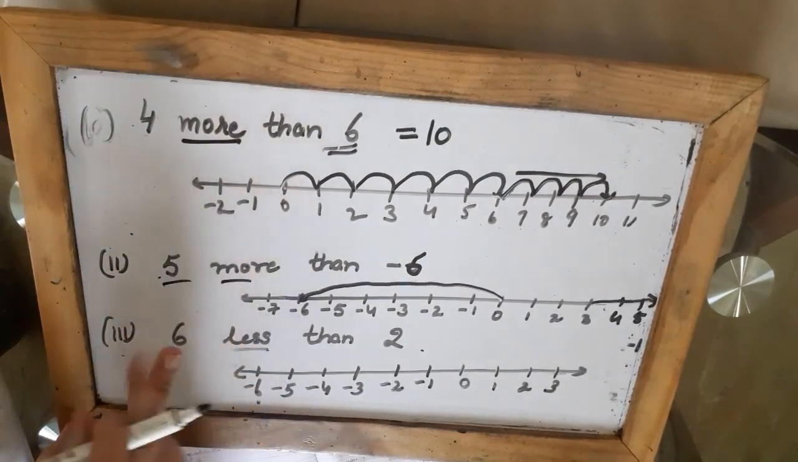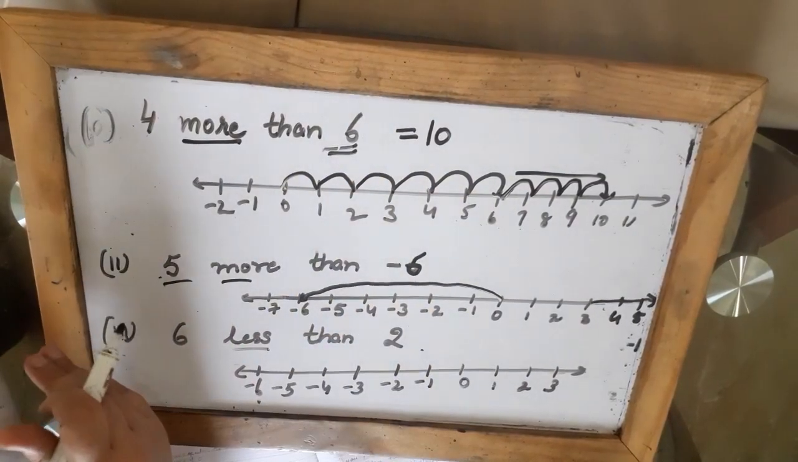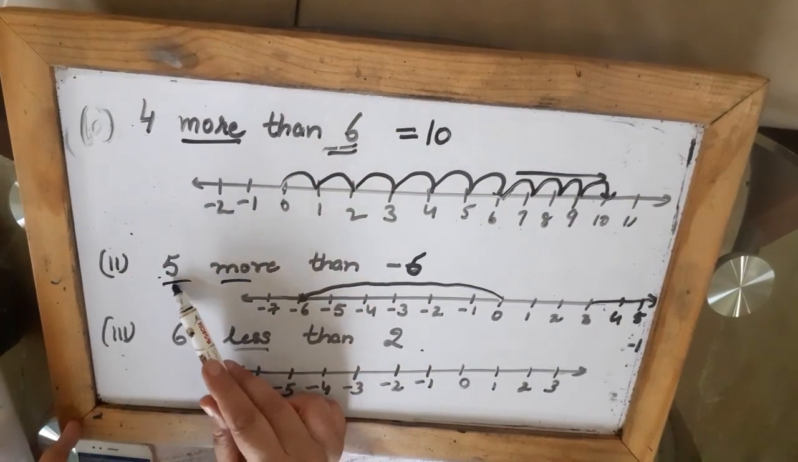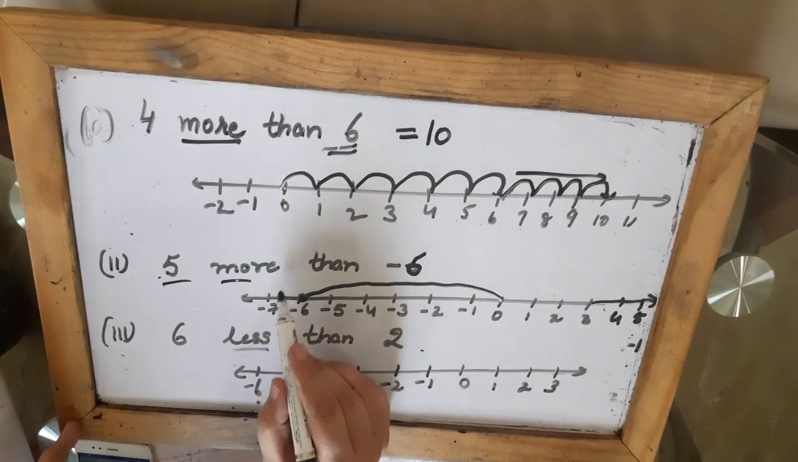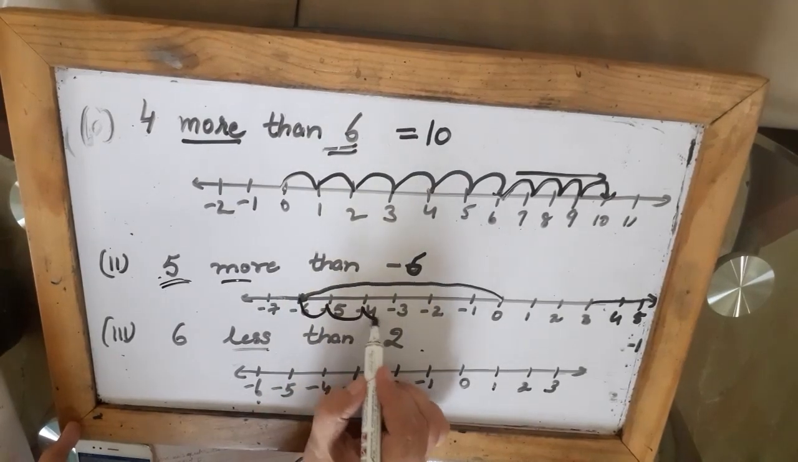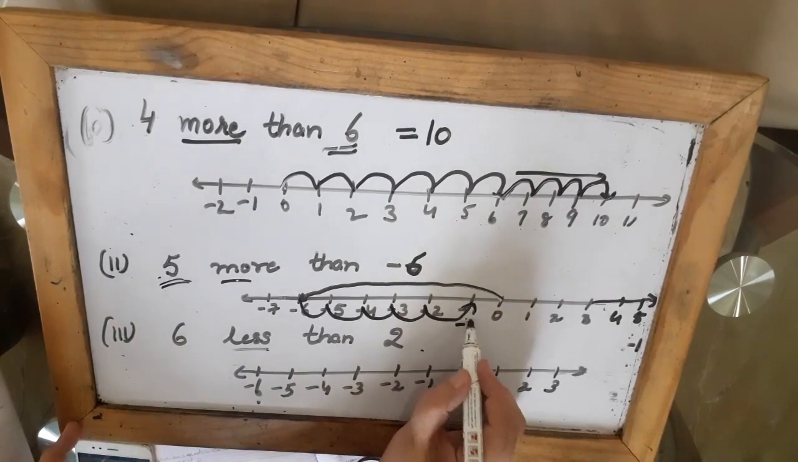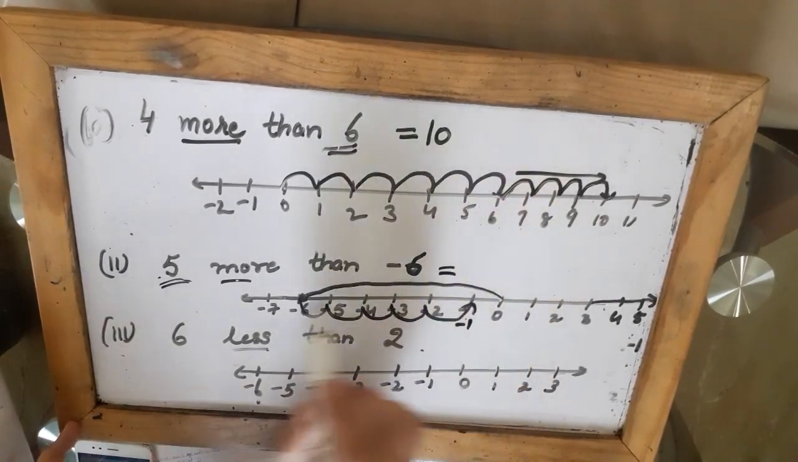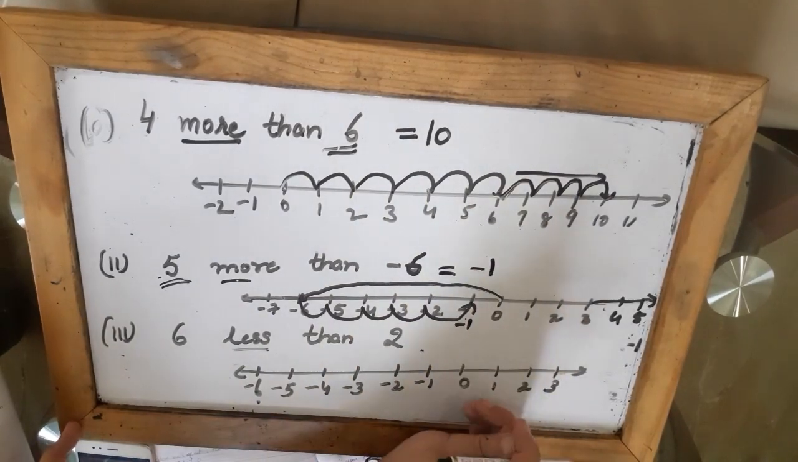When more is there then we have to move to the right side, and when less is there we have to move to the left side. Now because they are asking 5 more than, so more I have to find, it means I have to move to the right side. How many steps? 5 steps. So 1 2 3 4 and 5. So where have I reached? I have reached on minus 1. So it means 5 more than minus 6 will be minus 1.